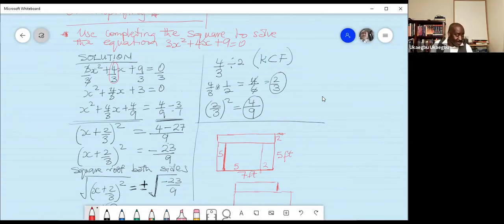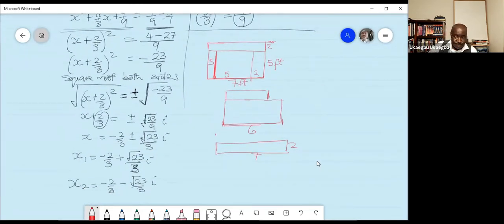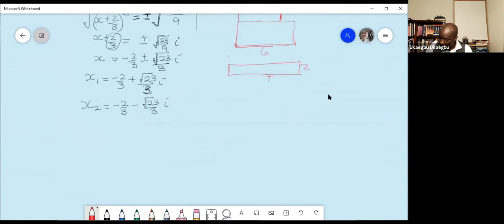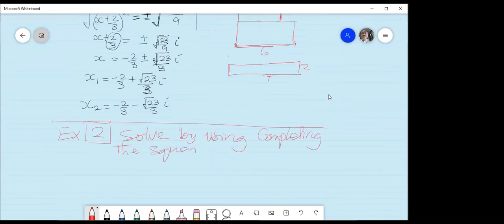So, ladies and gentlemen, let's try one more problem at least. Okay? Let's try this one. Example 2. Let's say solve by using completing the square.